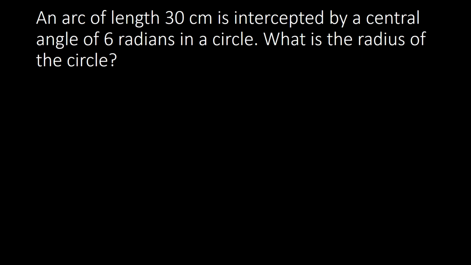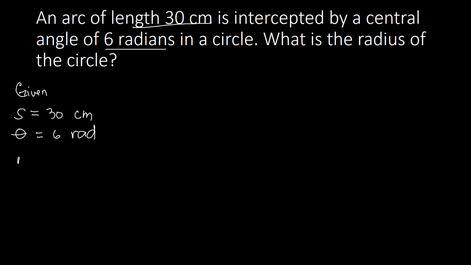So let us now go to the next example. We have an arc of length 30 cm intersected by a central angle of 6 radians in a circle. What is the radius of the circle? So again, let's take note of the given. The given information are the following. We have an arc length of 30 cm. That means we have an S, which is equivalent to 30 cm. And we have a central angle of 6 radians. So that is our angular measure. We have that as 6 rad. And we are looking for our r.